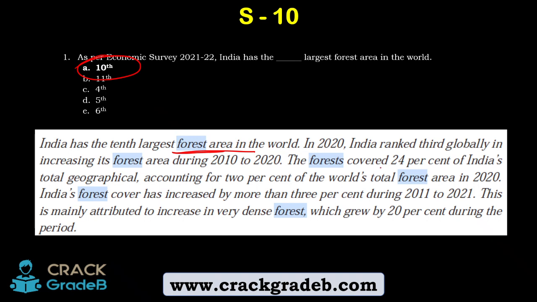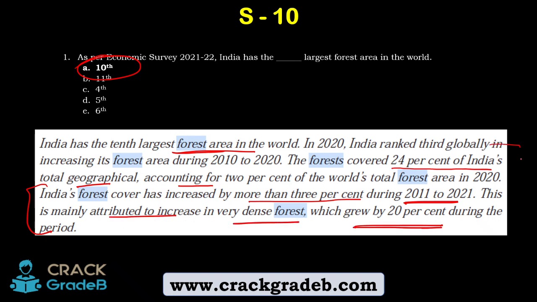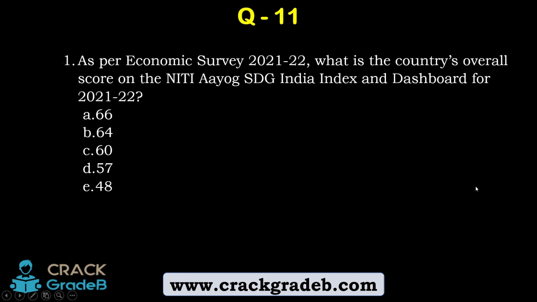The forest covers 24% of India's total geographical area, accounting for 2% of the world's total forest area in 2020. India's forest cover has increased by more than 3% during 2011 to 21. This is mainly attributed to an increase in the very dense forest, which grew 20% during the period. So again, this is one of the very important pieces of data from the survey. Let's move forward with question number 11.